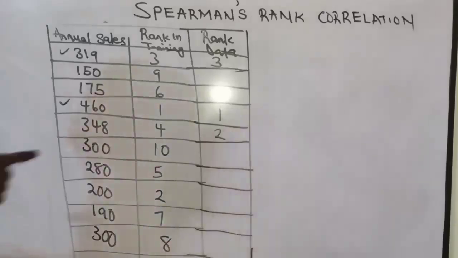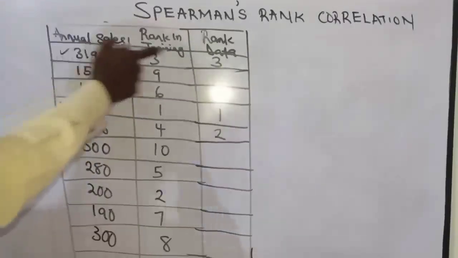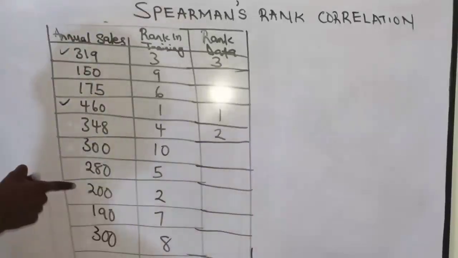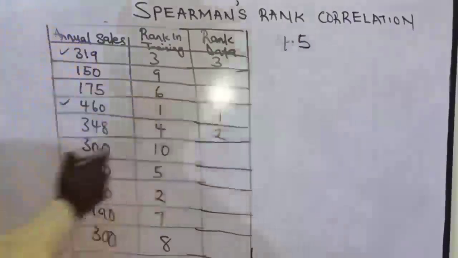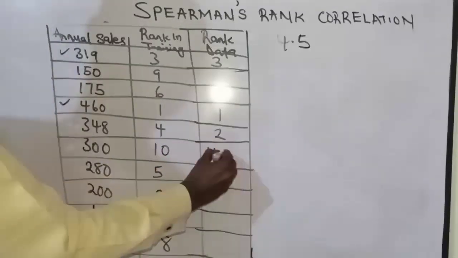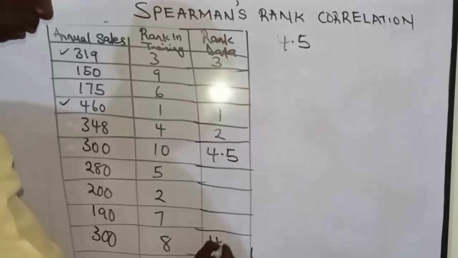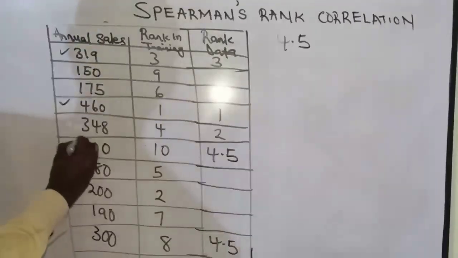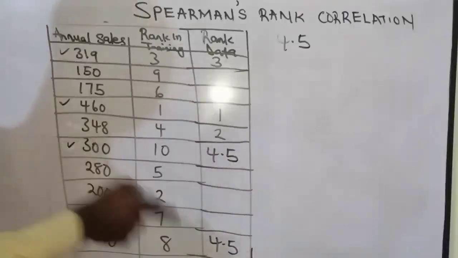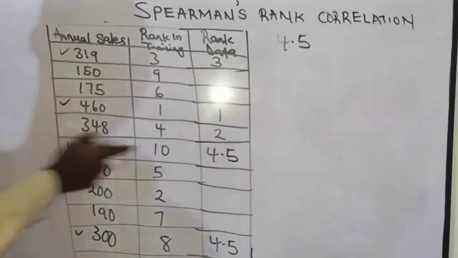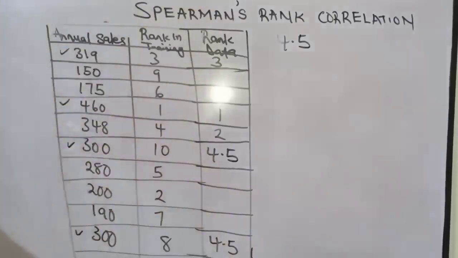Now, how do we rank this data? We rank 319 as 3, right? Now, to rank this one, it will now be 4.5. And this one will also be 4.5. So this will be 4.5 and this will be 4.5.